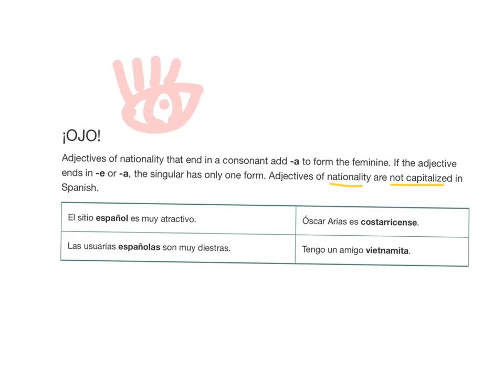Eyeball, watch out. Adjectives of nationality that end in a consonant, you add an A to form the feminine. If the adjective ends in e or a, the singular only has 1 form. Adjectives of nationality are not capitalized in Spanish. That's different than in English.